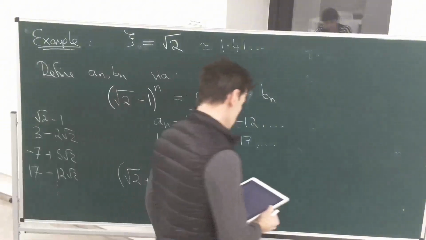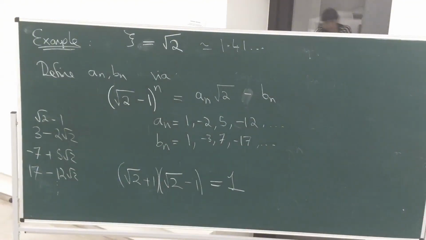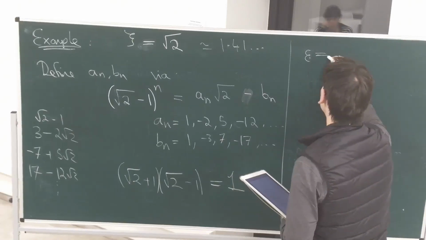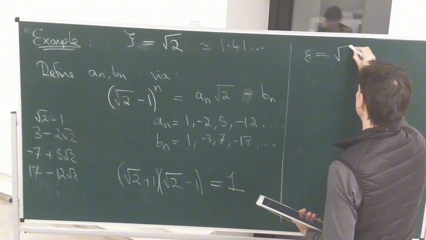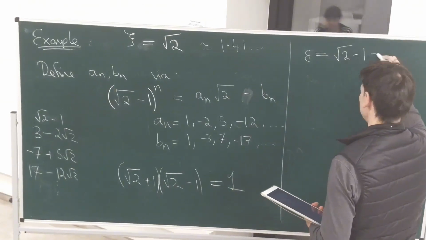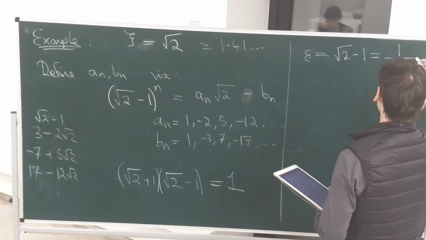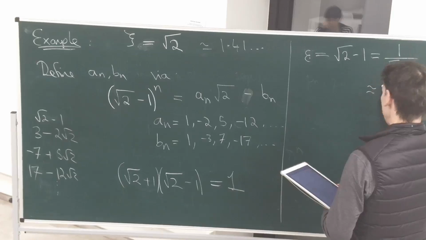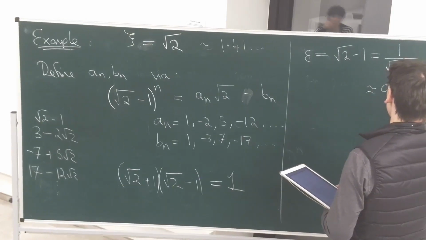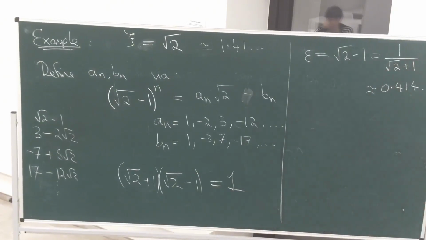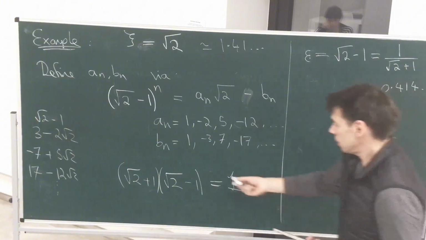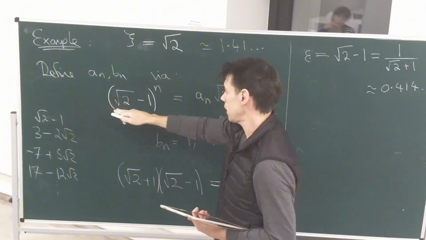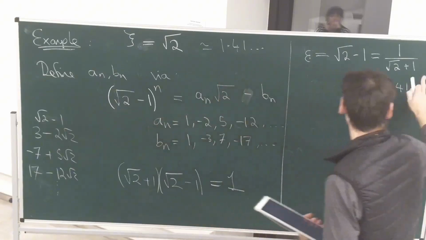Okay, so this is what's called a norm equation. And that means if we put epsilon, our epsilon in our criterion will be the square root of 2 minus 1, which is 1 over the square root of 2 plus 1, and that's approximately 0.414, which is nice and small. So this tells us that this quantity is going to 0 very, very fast, exponentially fast. It's like 0.4 to the n.